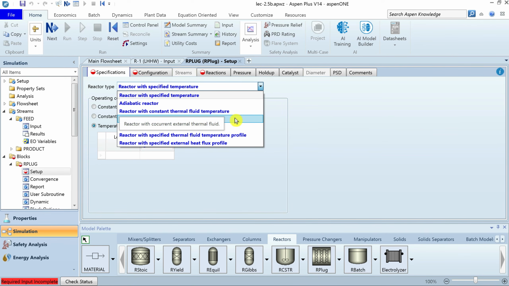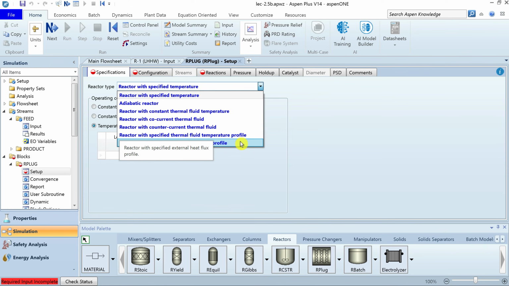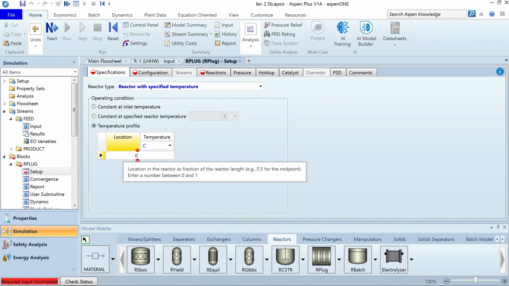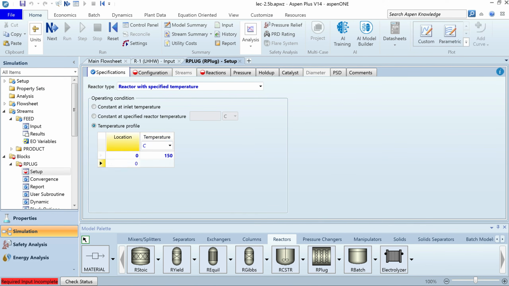If the thermal fluid streams are attached to the plug flow reactor model in the flow sheet, then it is possible to simulate it as a co-current flow case or counter-current flow case. Besides, a thermal fluid temperature profile can be defined or a specified external heat flux profile can be defined. These are the multiple simulation options. For the given case, since the specified temperature profile is defined, where at the start of the reactor temperature is 150 degrees Celsius, at 90% length that can be defined as a fraction 0.9, the temperature is 280 degrees Celsius, and at the exit of the reactor, temperature is defined as 267 degrees Celsius.